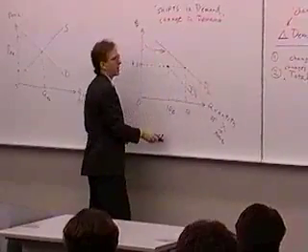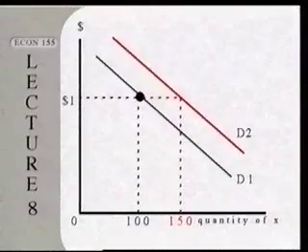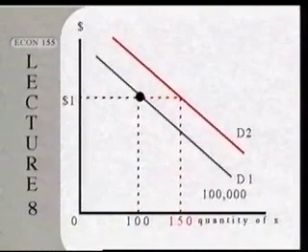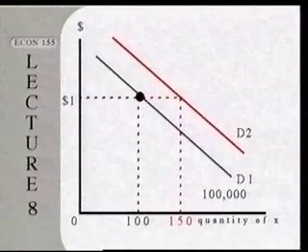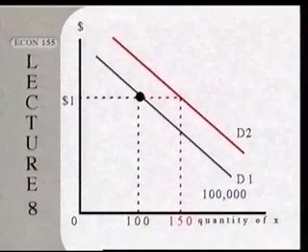Let's start off with the demand curve in this position, D1, and maybe the population of Springfield is 100,000 to begin with. There's a total demand for car washes, $1 car washes. Maybe 100 car washes a day are demanded at $1.